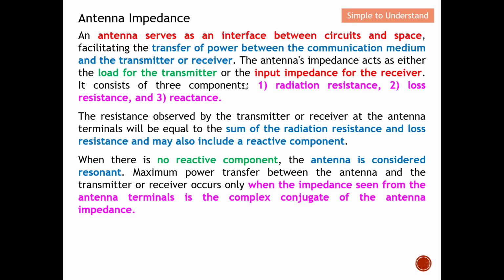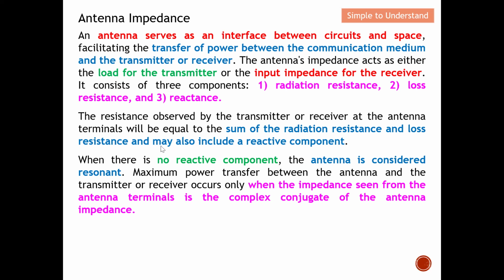It mainly consists of three components. First is radiation resistance, second is loss resistance, and last but not least, reactance. The resistance observed by the transmitter or receiver at the antenna will be equal to the sum of radiation resistance and loss resistance. So the antenna impedance basically consists of the sum of radiation resistance and loss resistance, and it may also include a reactive component. I specified the word may.